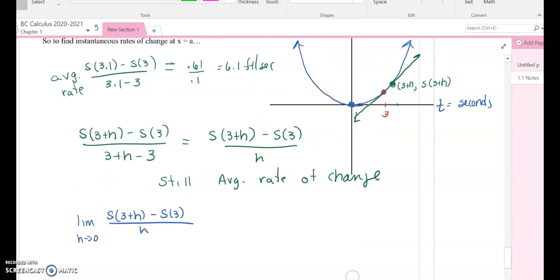If I look at the graph, h is the distance this green point is from the red point in the x direction. I want that distance to collapse, and what I'm looking for, and this is going to be really fast and sloppy, I'm looking for a tangent line slope. And that brings those 2 points, the red and the green, the limit makes them fall on top of each other.